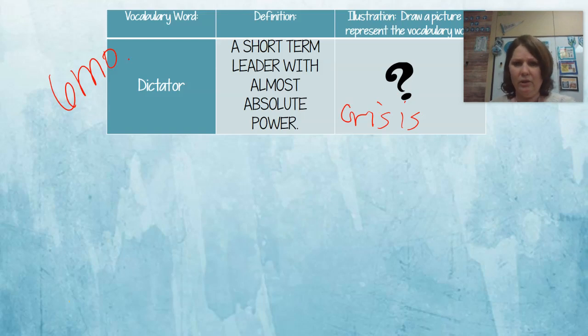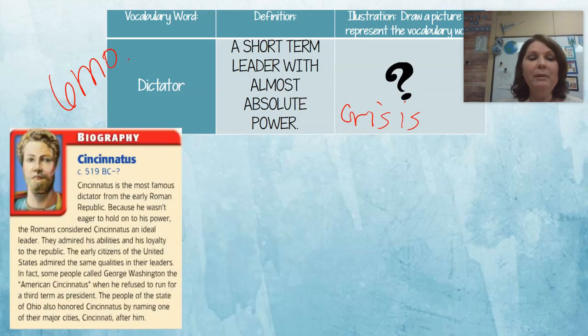Please write neater than your teacher. That turned out pretty sloppy there. So, crisis. And their most famous guy is Cincinnatus, where we get the term Cincinnati from. Cincinnati was named after Cincinnatus, and it's because of what he did. They wanted ideal people. And so to be an ideal Roman was to give power back to the people, not to hold on to power for yourself. So Cincinnatus is their big guy.